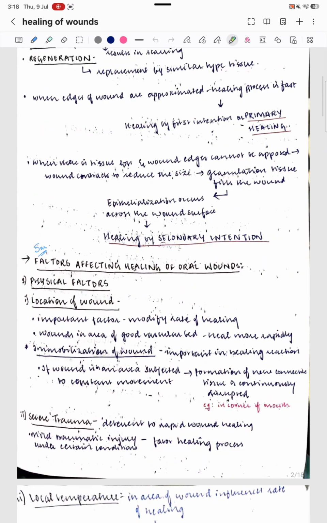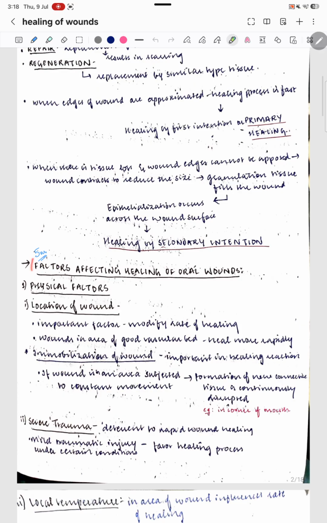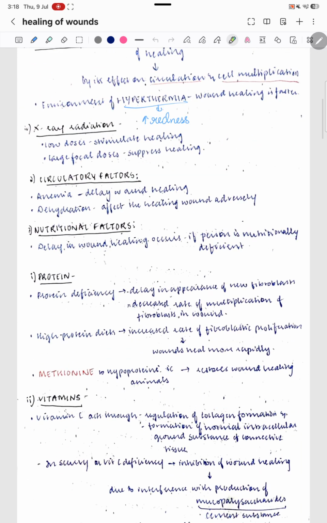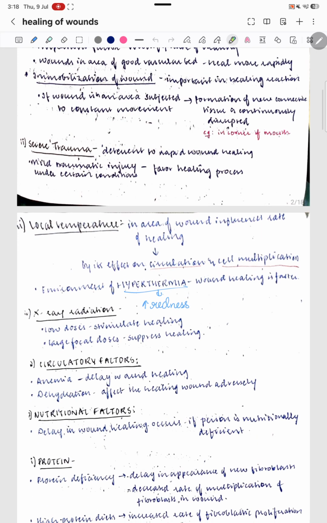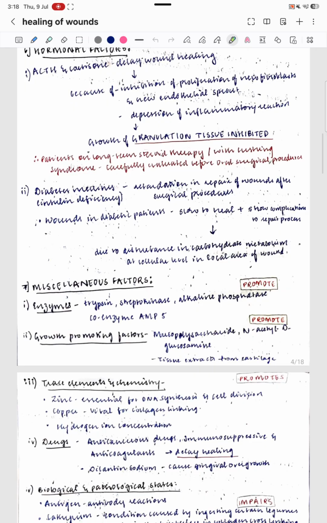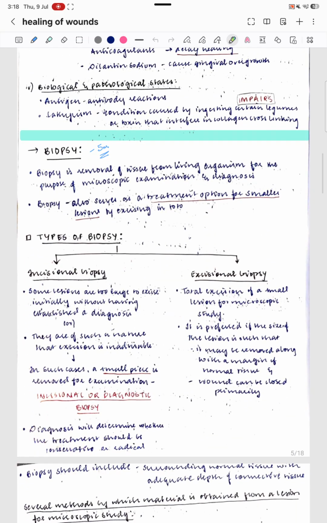So that is the first 5 marker that we completed, the factors affecting healing of wounds. In that you have physical factors, then you have nutritional factors, you have temperature, then you have age, infection, hormonal, and then miscellaneous factors.